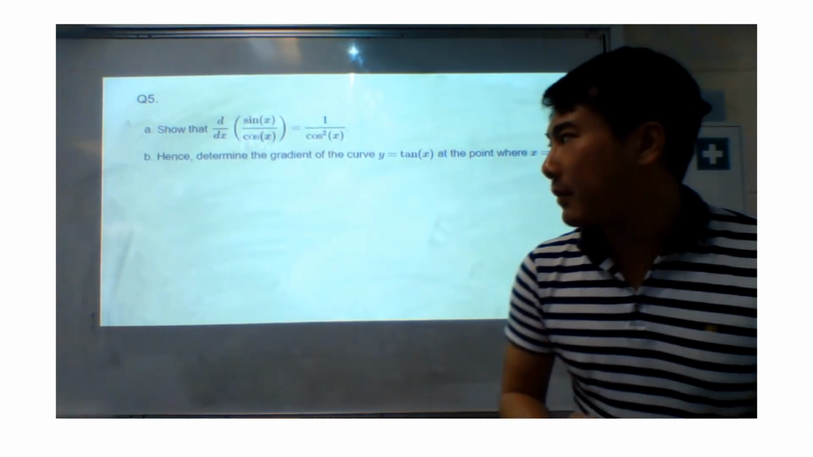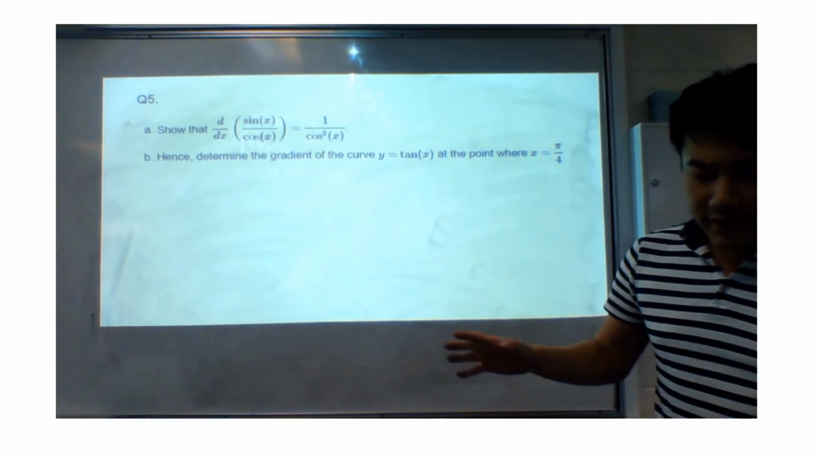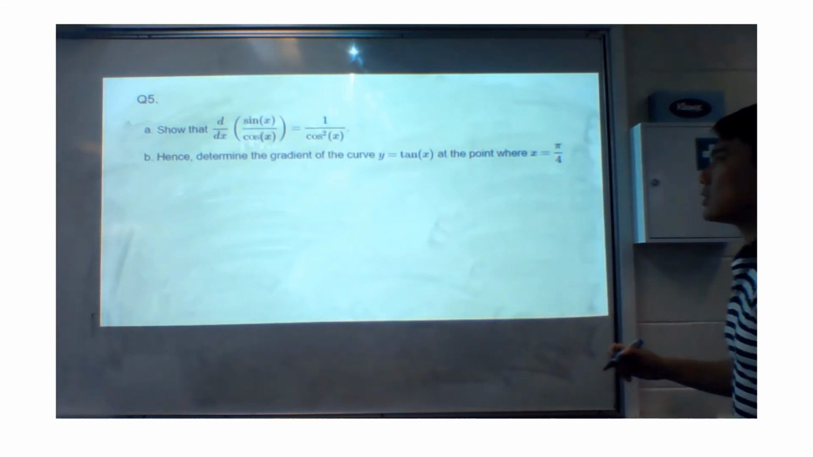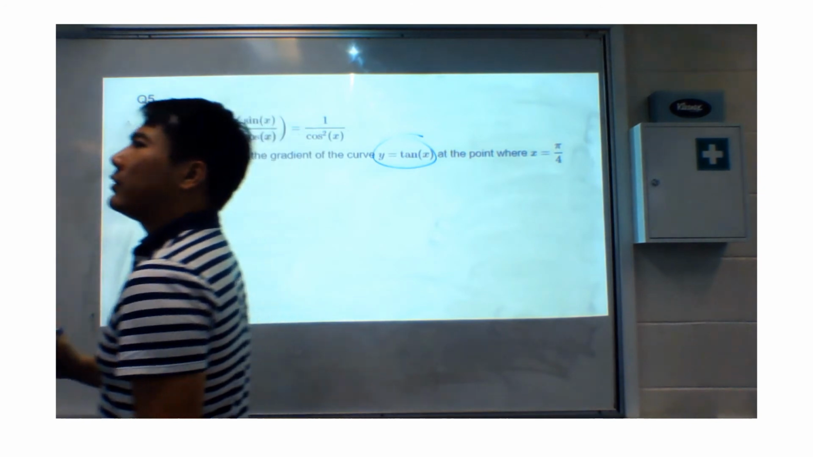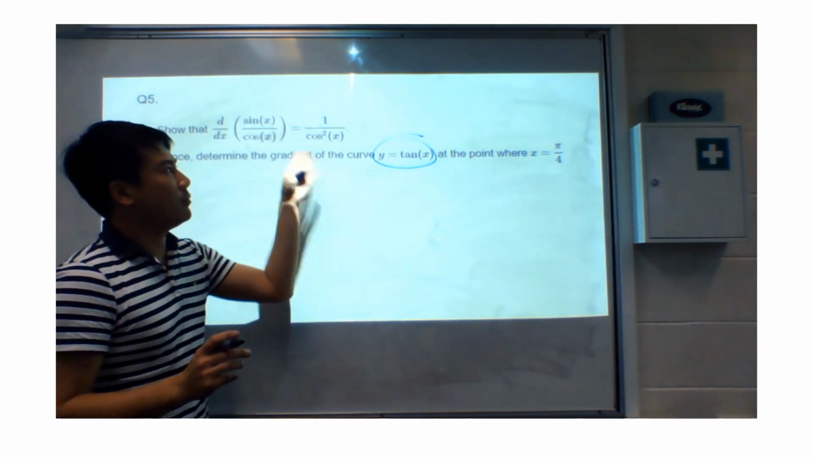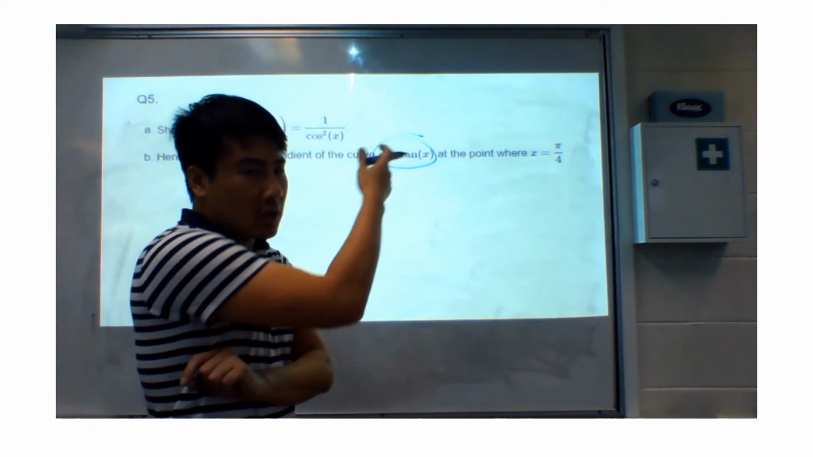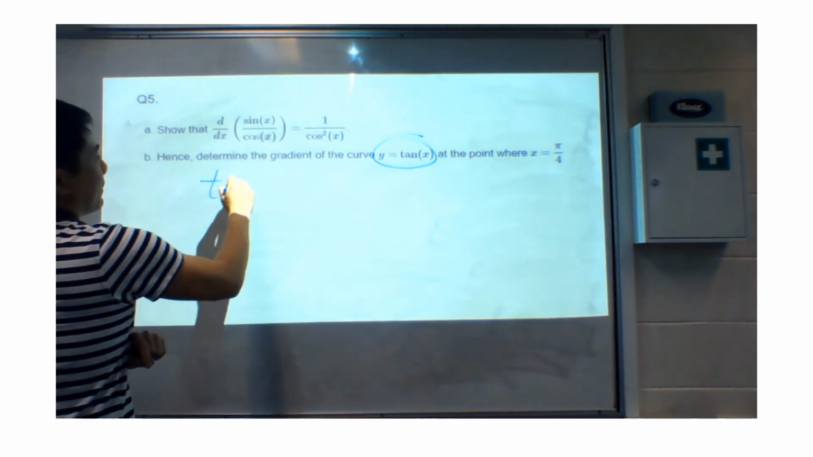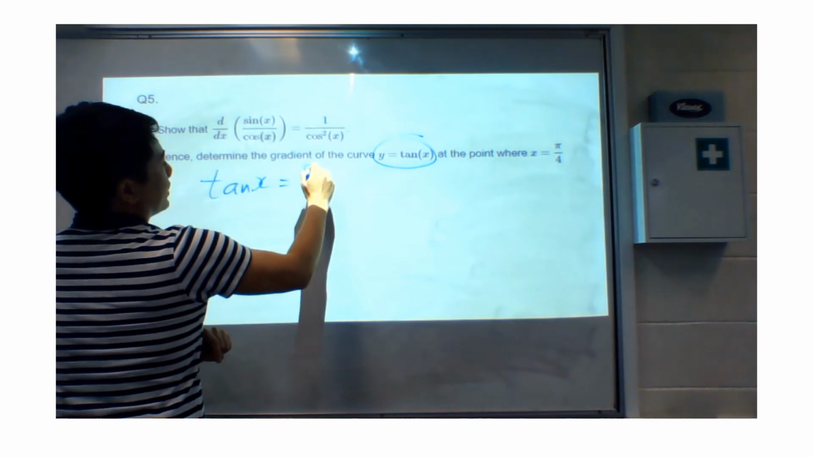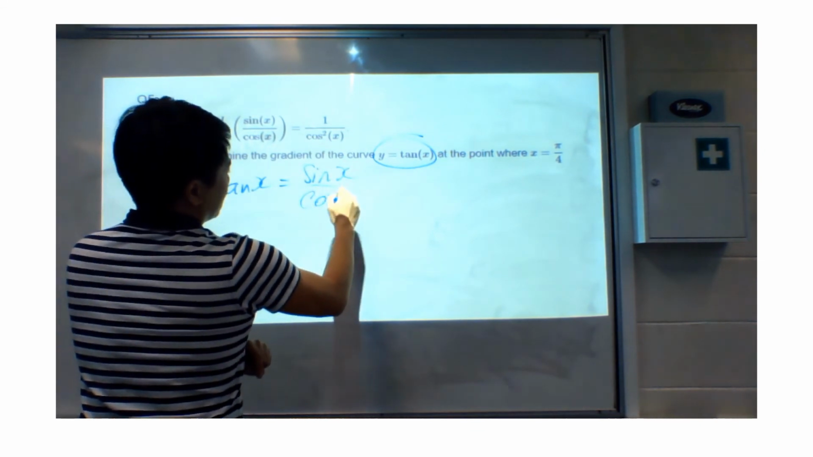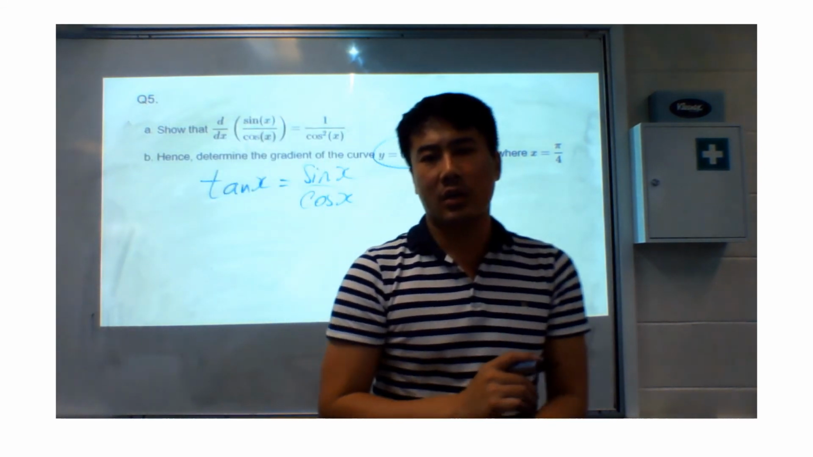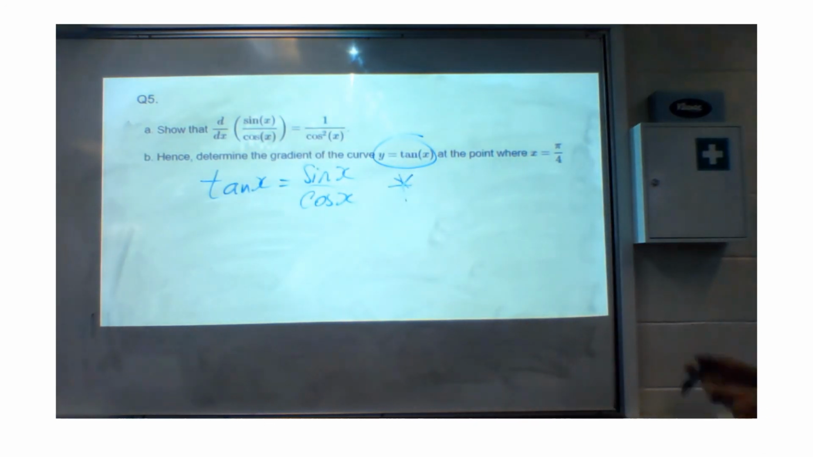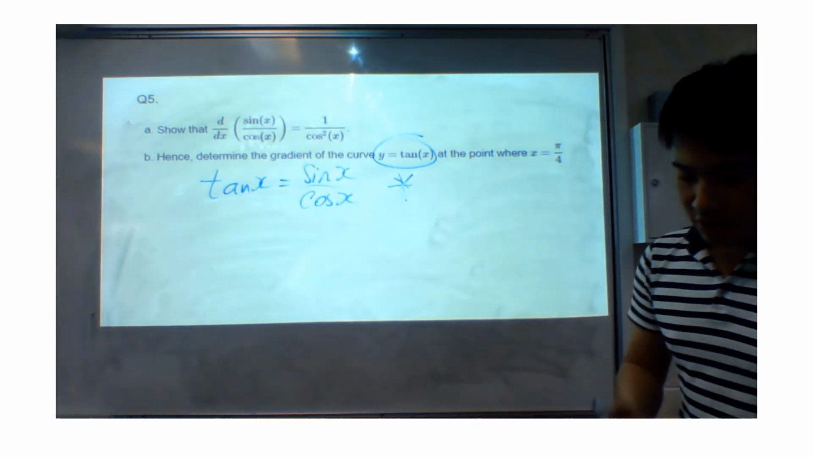Okay, so let's look at part B. It's asking you to find the gradient of y equals tan x. You might wonder, where the hell did this tan x come from? We never talked about tan before. You need to remember by now, tan is just sine divided by cos. Please remember it. I know it is not on your formula sheet, but it is implied knowledge.